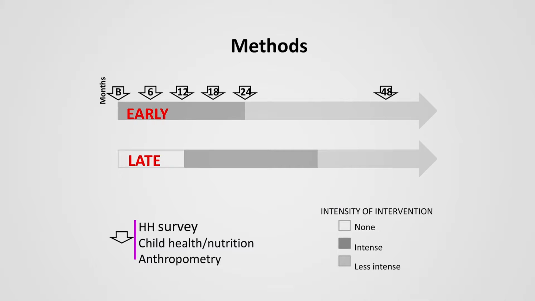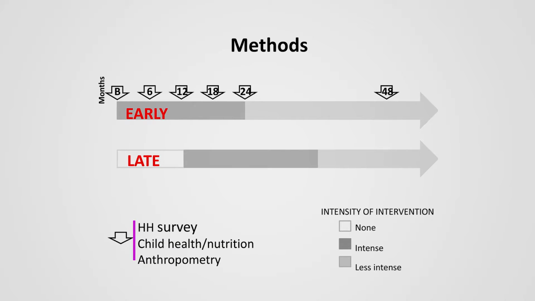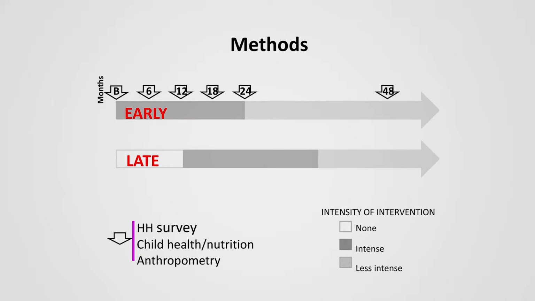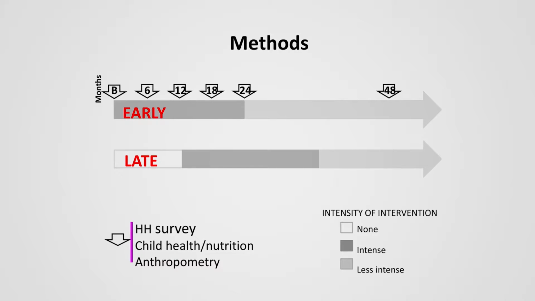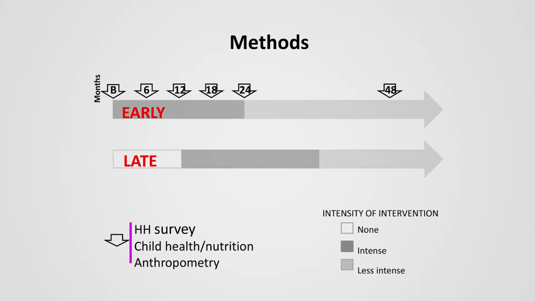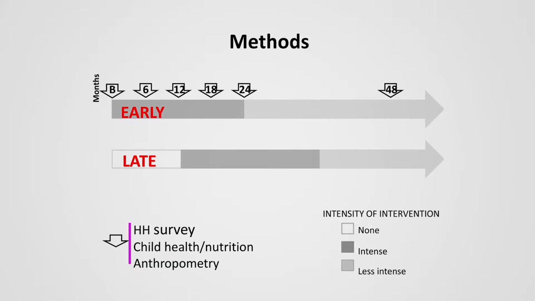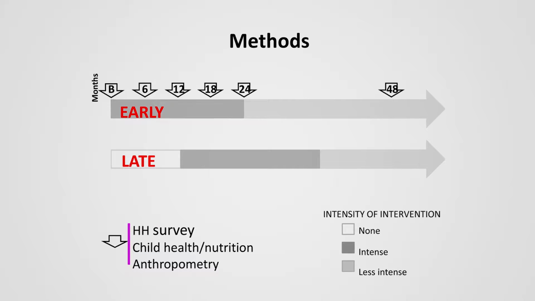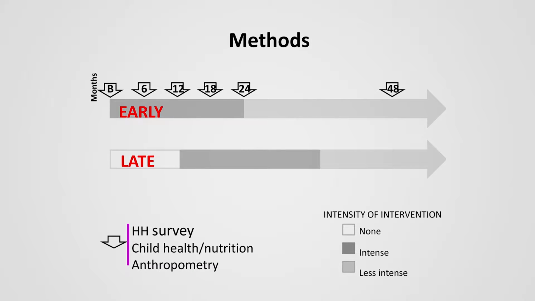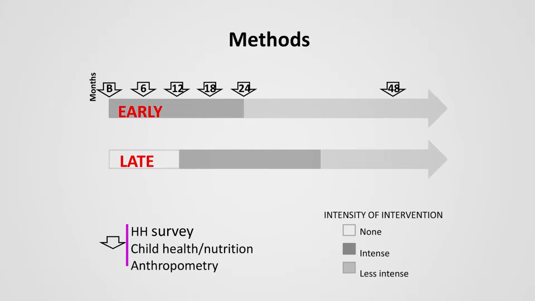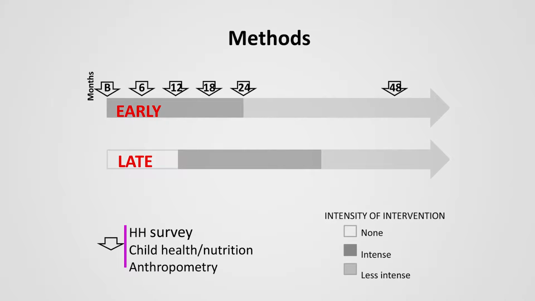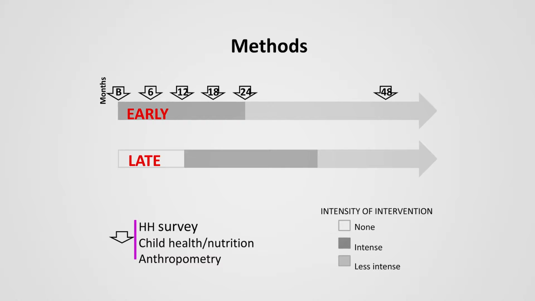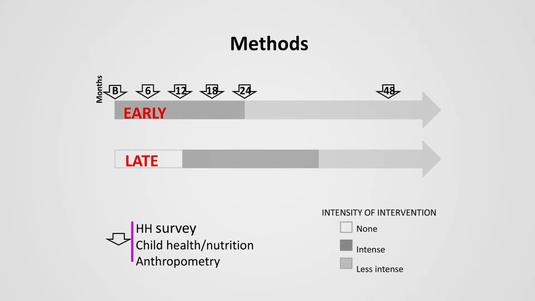This slide shows schematically the details of the study design. Again, communities were randomized to early intervention or late intervention, starting 12 months later, and the gray color reflects the intensity of the intervention, which continued to the 48-month time point and even continues beyond. The arrows indicate the survey times at baseline, 6, 12, 18, 24, and then at 48 months. And at each of these survey times, a typical detailed household survey was conducted along with child health and nutrition modules and child anthropometry.